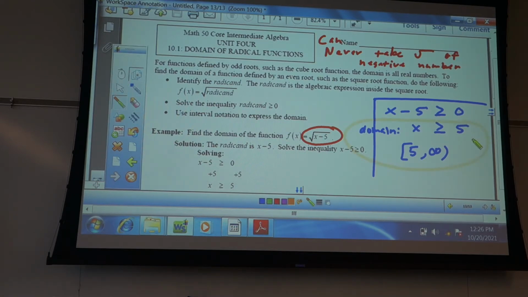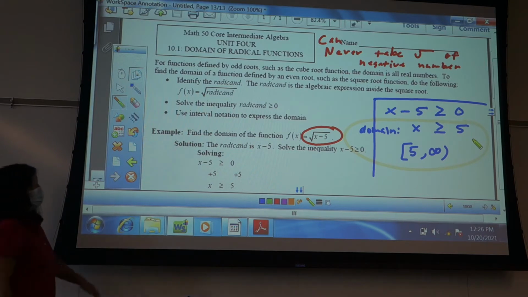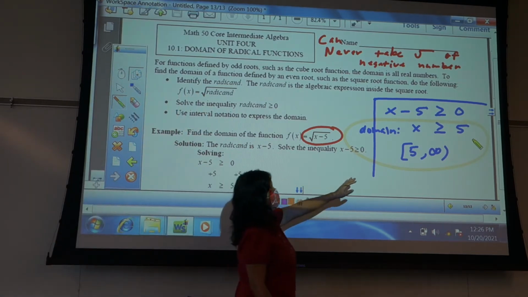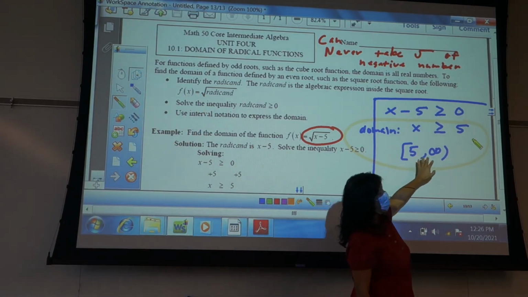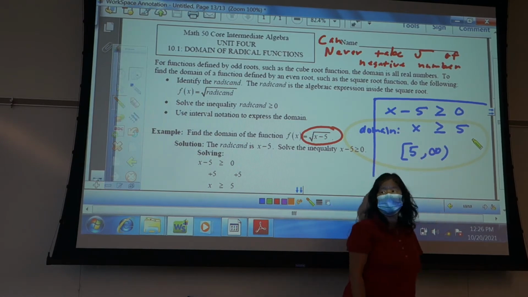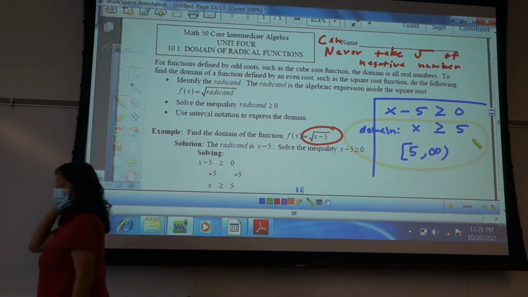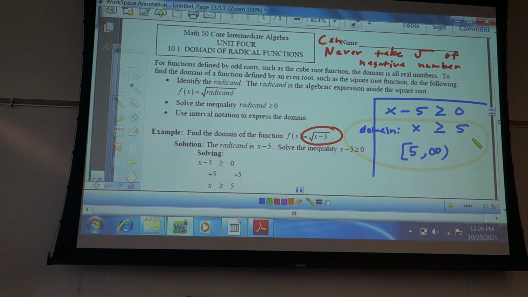So instead of finding our domain graphically, you can find it this way by solving. Now we're going to look at finding the domain just by solving without graphing.